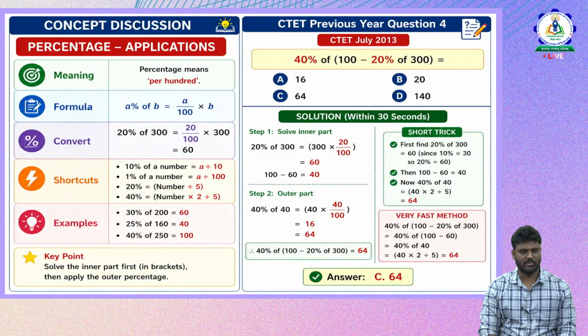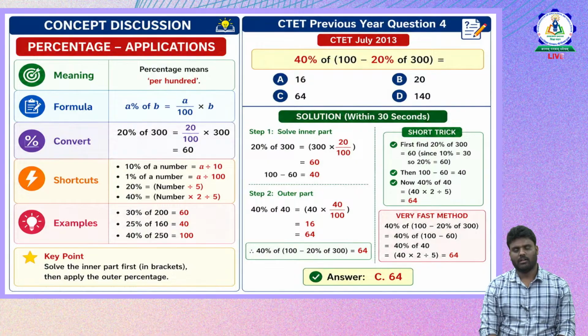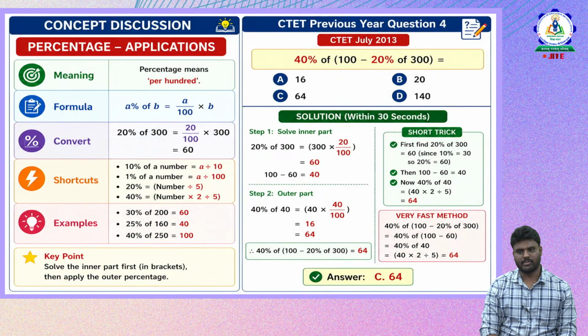Now the next concept, the next question is: what is 40% of (100 minus 20% of 300)? Option A is 16, option B is 20, option C is 64, option D is 140. So what is the question? Again, this is a question based on the concept of percentage.